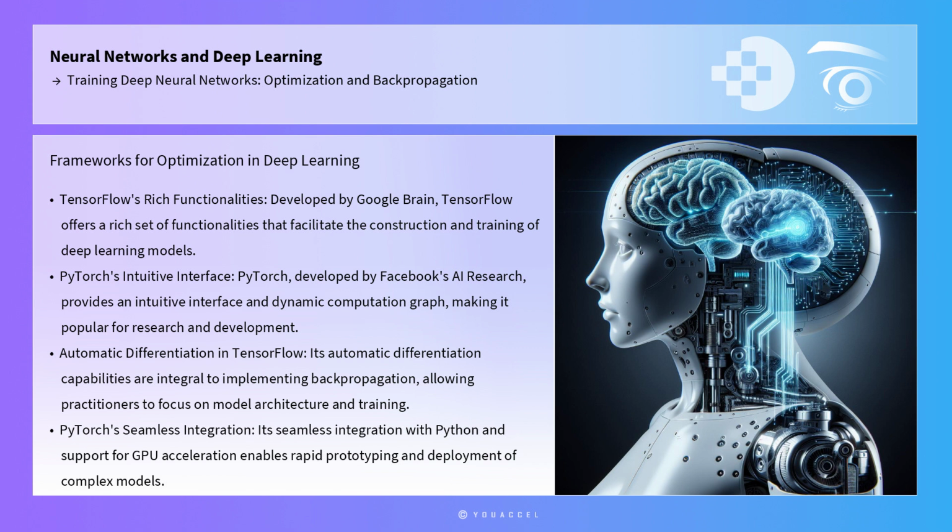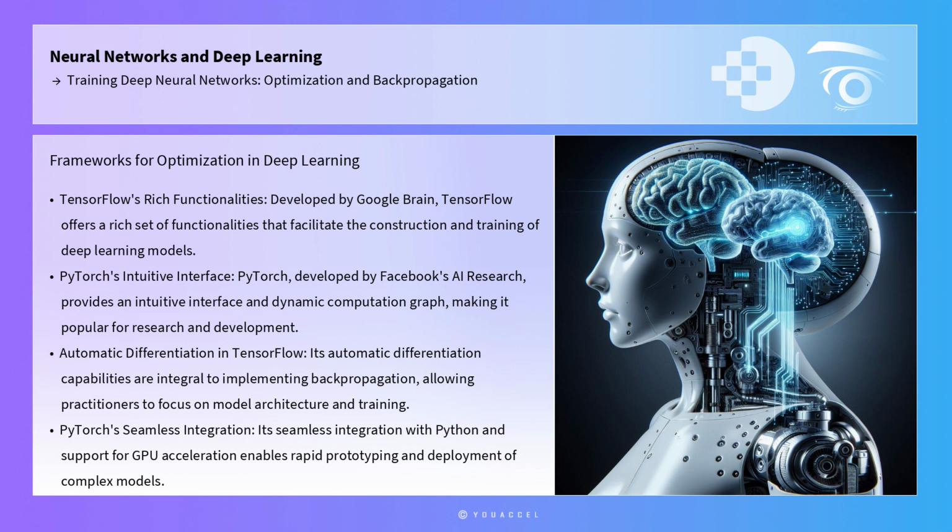To implement these optimization strategies effectively, practitioners often rely on powerful frameworks like TensorFlow and PyTorch. TensorFlow, developed by Google Brain, offers a rich set of functionalities that facilitate the construction and training of deep learning models. Its automatic differentiation capabilities are integral to implementing backpropagation, allowing practitioners to focus on model architecture and training without worrying about the mathematical complexities of gradient computation.